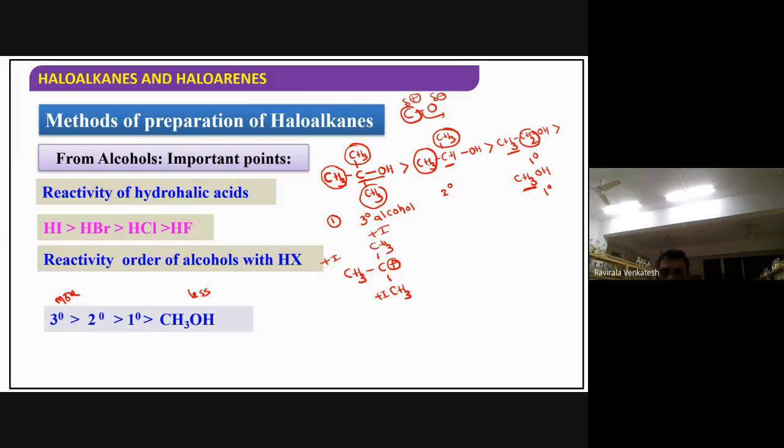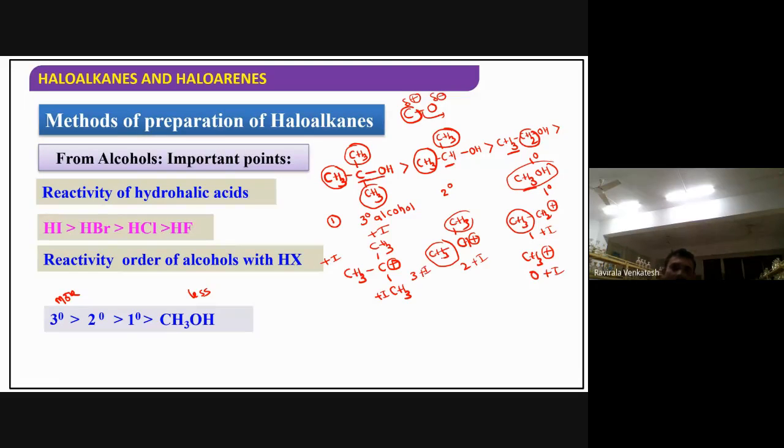In the case of this one, how many plus side groups do we get here? Only 2 plus side groups. In the case of this one, CH3CH2, only 1 plus side group. Here no plus side group. In CH3OH, methyl alcohol, you are getting 0 plus side groups. Here 1 plus side group, here 2 plus side groups, here 3 plus side groups.